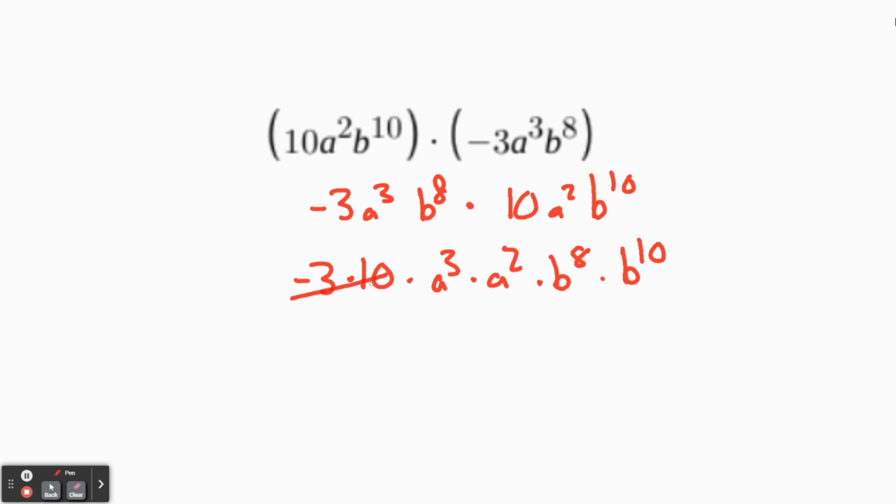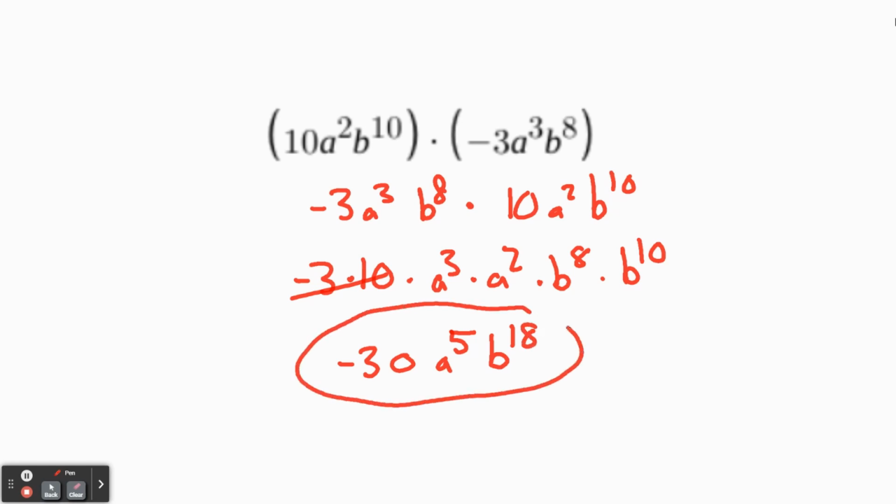So 3 times 10, or negative 3 times 10, is negative 30. A cubed times a squared is a to the 5th. And b to the 8th times b to the 10th is going to be b to the 18th. And that is how we can rewrite this expression in a more simple fashion.